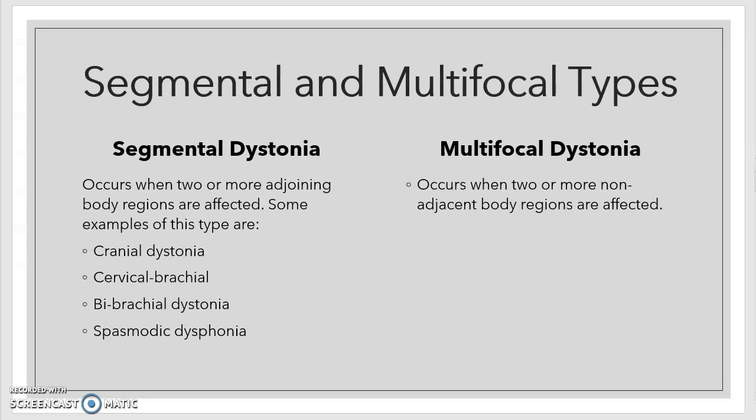With segmental dystonia, 2 or more adjoining body regions are affected. Some examples of segmental forms of dystonia are cranial dystonia, cervical brachial, bibrachial dystonia, and spasmodic dystonia. With multifocal dystonia, this occurs when 2 or more non-adjacent body regions are affected.